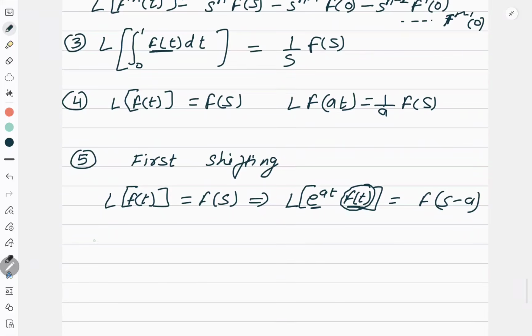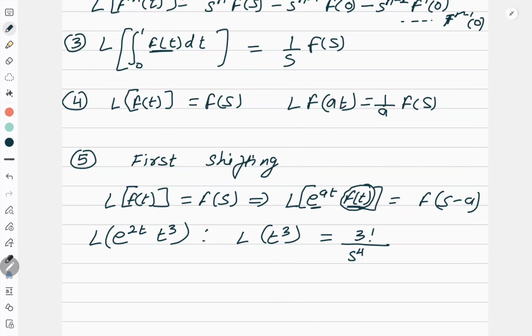Let me show you one example. For example, if I ask you what is the Laplace transform of e to the power 2t times t cubed, what will you do? First you write down the Laplace transform of t cubed. So the Laplace transform of t cubed is what? It is 3 factorial upon s to the power 4.